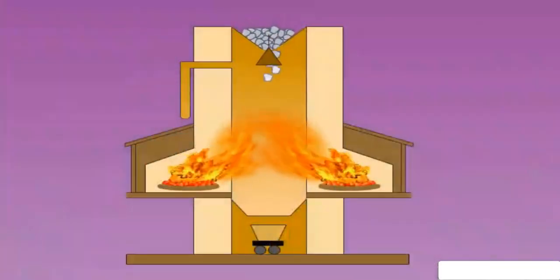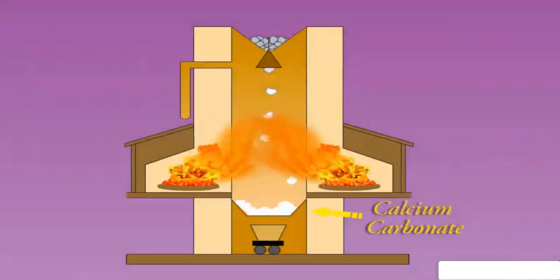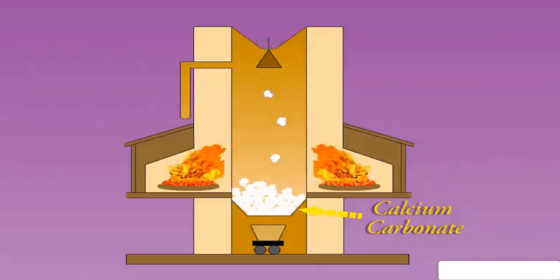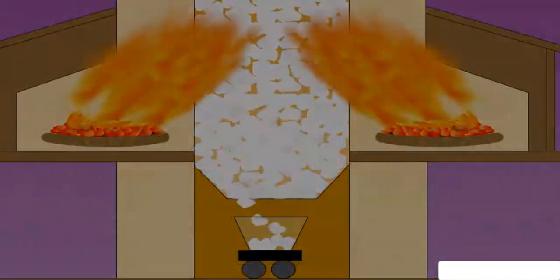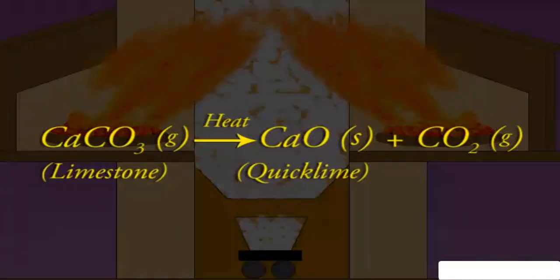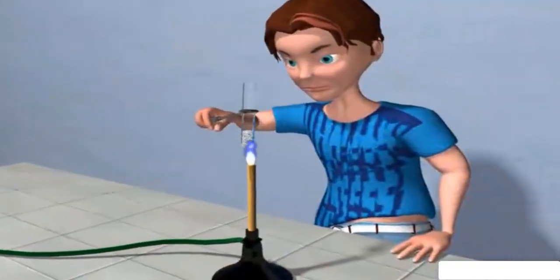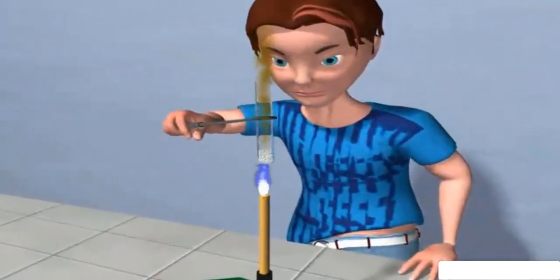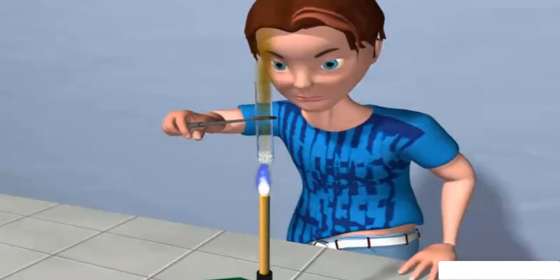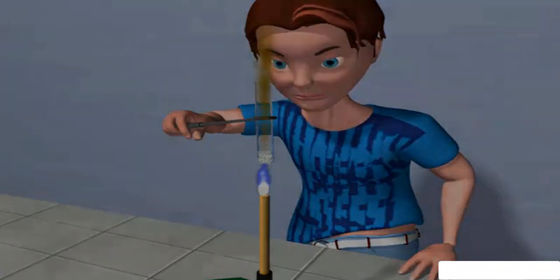Some other examples of decomposition reaction are: when calcium carbonate is heated, it decomposes to give calcium oxide and carbon dioxide. When lead nitrate powder is heated, lead monoxide is formed along with the brown fumes of nitrogen dioxide and colorless oxygen gas.